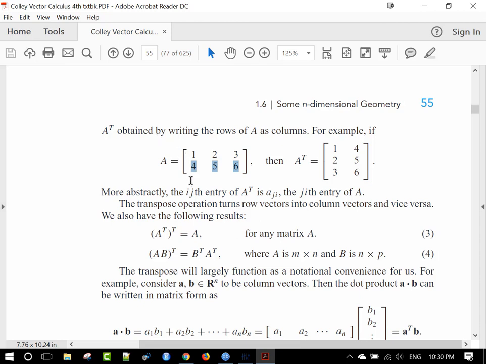Or you can say that the ijth entry of this one, so let's take this one. Where does this come from? This is the 2-1 entry. The 2-1 entry from here comes from here. What entry is this? This is the first row, second column entry, the 1-2 entry. So the 2-1 entry comes from the 1-2 entry.